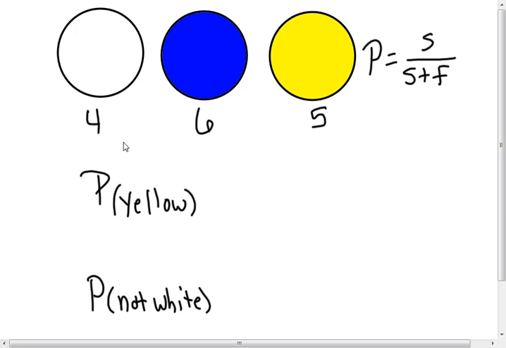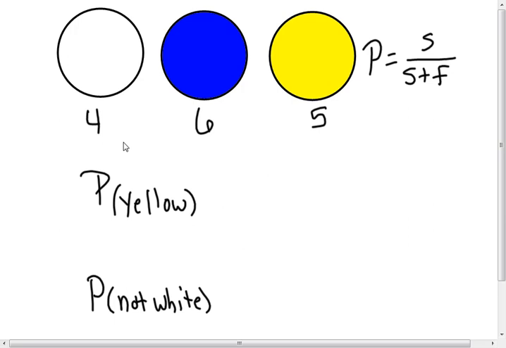Section 13.3, probability and odds. When talking about probability and odds, we're talking about successes and failures and making a ratio between the two. If you look at the top right corner of the screen, you'll see the formula for probability. Probability is the number of successes divided by the number of successes and the number of failures, or as I like to say, the total number.